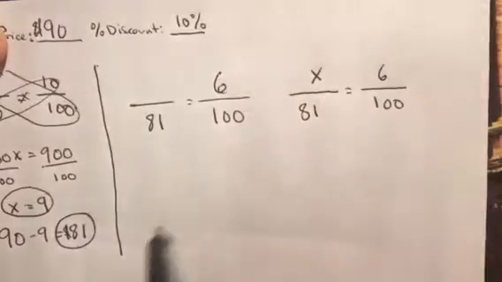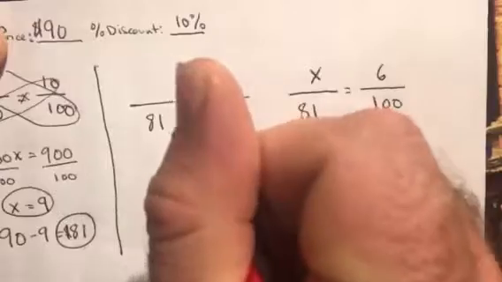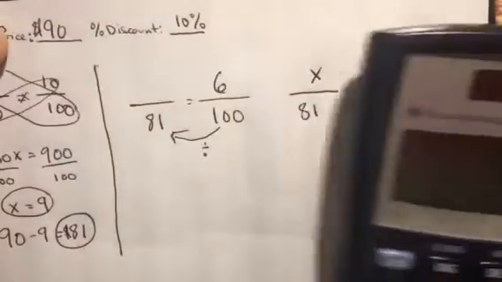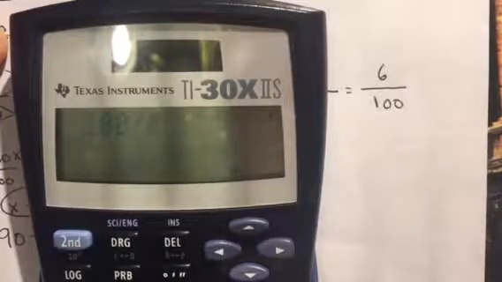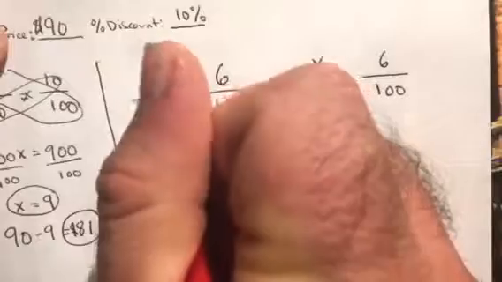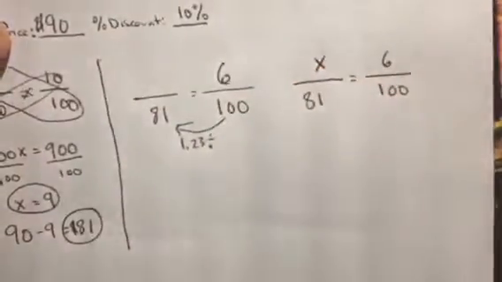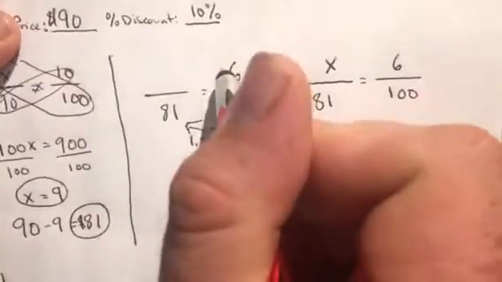So I need to find my factor. And to find my factor, I have to do the bigger number divided by the smaller number. So I have to do 100 divided by 81. 100 divided by 81 gives me 1.234567901. So I'm just going to round that to 1.23. So I have a factor of 1.23. Now I know I have to use this factor up here to find the missing number. So I'm going to go ahead and draw an arrow and write 1.23.